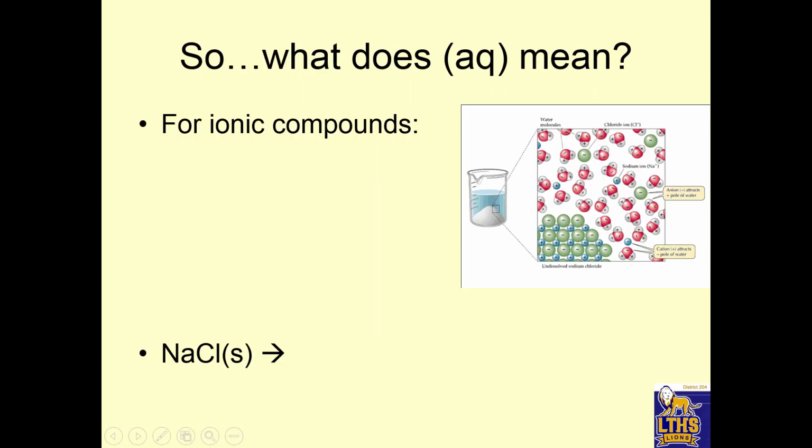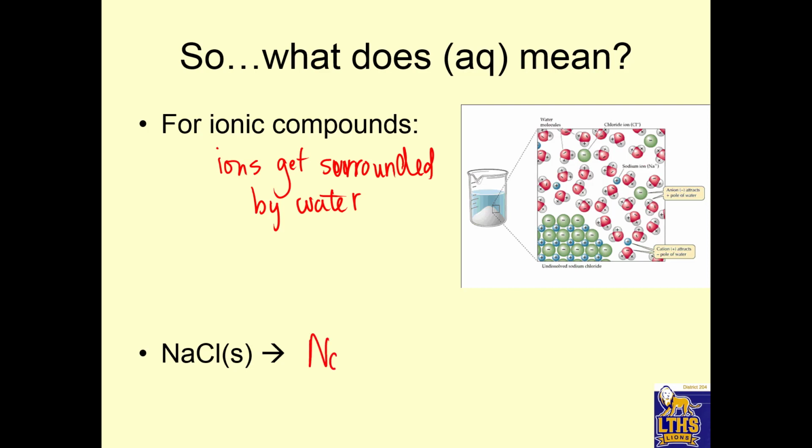All right, so what does aqueous really mean? For ionic compounds, aqueous means ions get surrounded by water, and so they can move around. Water tears the ions away from the crystals. So when NaCl goes into water, you're really going to get Na ions surrounded by water and chloride ions surrounded by water. If this was a sodium ion, you can see water surrounding it, and now those ions can move, and that's why that conducts electricity when it's dissolved.